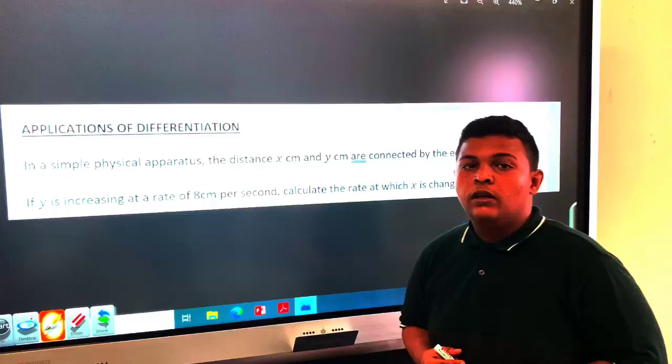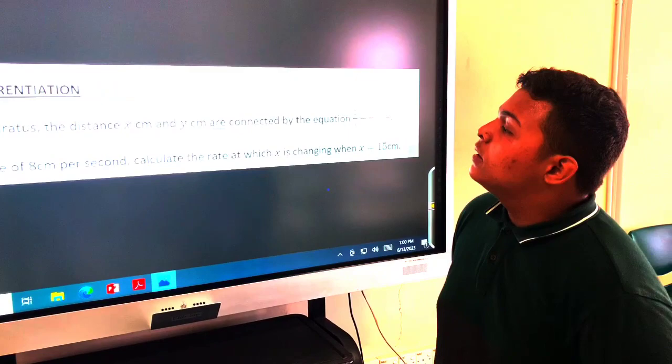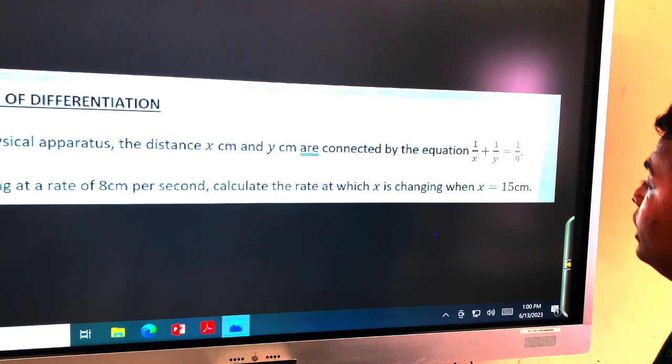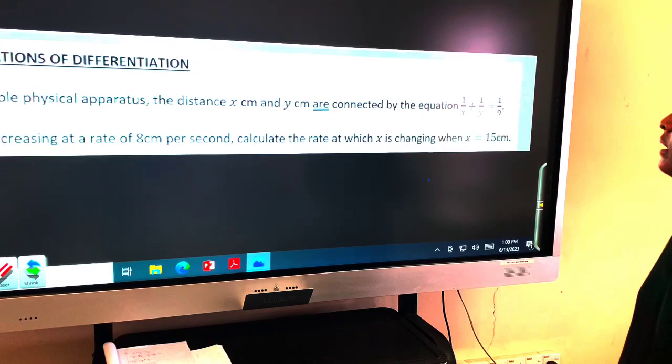Hello everyone, today we will answer a question about the applications of differentiation. Here the question says, in a simple physical apparatus, distances x centimeter and y centimeter are connected by the equation 1 over x plus 1 over y equals 1 over 9. If y is increasing at a rate of 8 centimeter per second, calculate the rate at which x is changing when our x equals 15 centimeter.